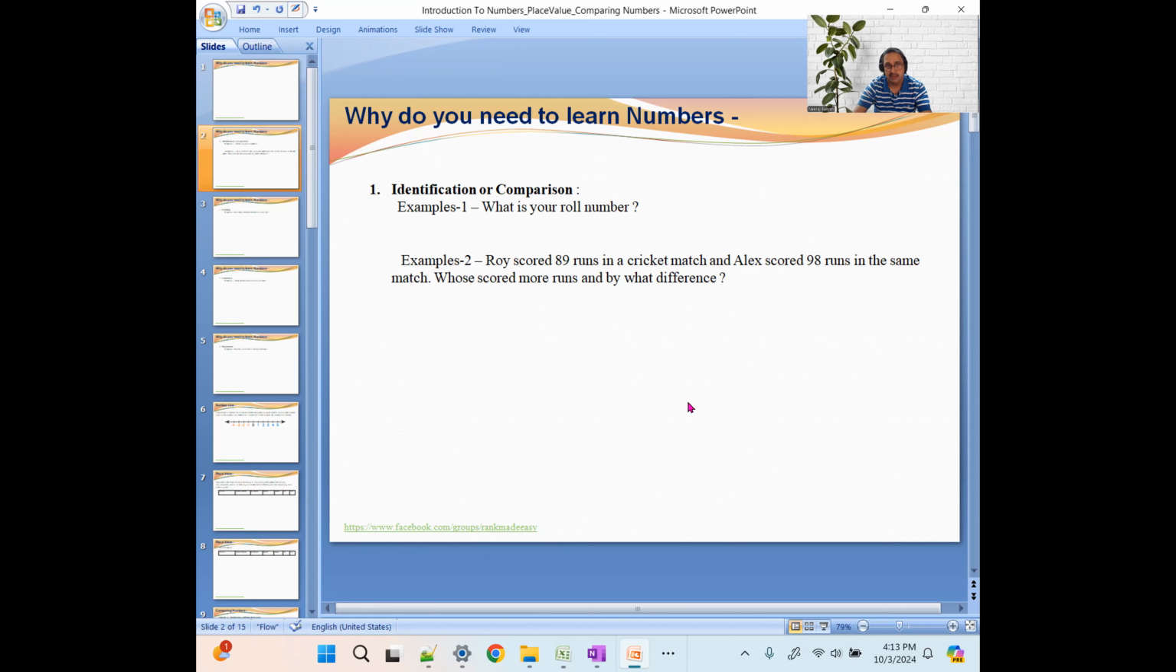The first example of the usage of numbers is that you use numbers for identification or comparison. For example, you are identified by a roll number in your class. Your name may be Alex or Roy or Evina or Evita or anything, but you will have a roll number. Your teacher will identify you with your roll number also. If you want to get some of your past records from your school, you have to give your roll number. So your roll number is your unique identification. For example, Alex may have a roll number of 32, Evita may have a roll number of 22, right? So these are numbers.